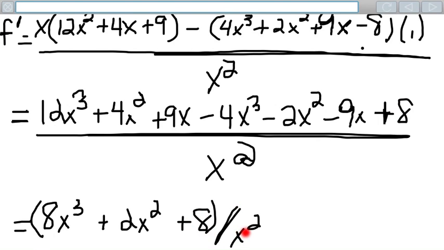So I think in your solution, I'm not sure what you had, but you might have just forgotten to have that denominator there, the x squared in the bottom. Yeah, that's exactly what you did. So there you go.